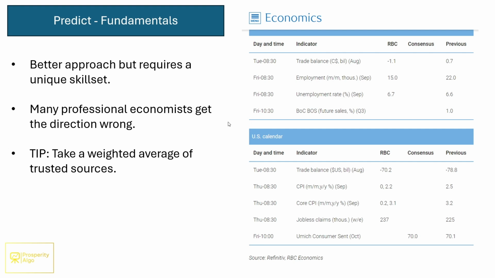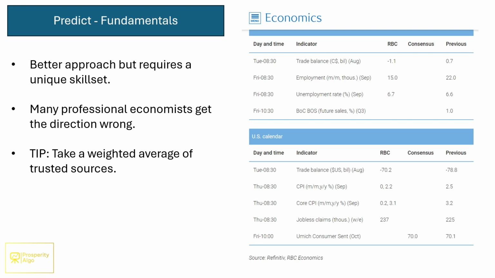Therefore, the method here would be you as a trader can form your own opinion on if you think any sort of economic event will either beat the consensus or come in below the consensus. This is a way that many more fundamentals-based traders would look to trade the news. The unfortunate thing here is it requires a very different skill set. Many professional economists don't get the prediction right. And even if you do get the prediction right, you don't know if the market was perhaps expecting something else and how it would react.